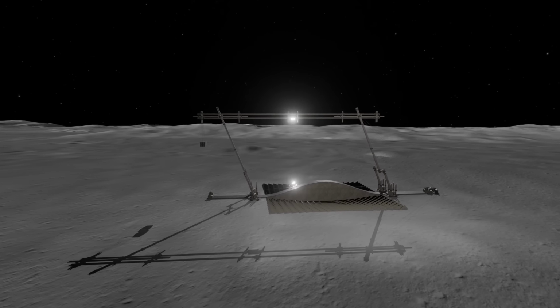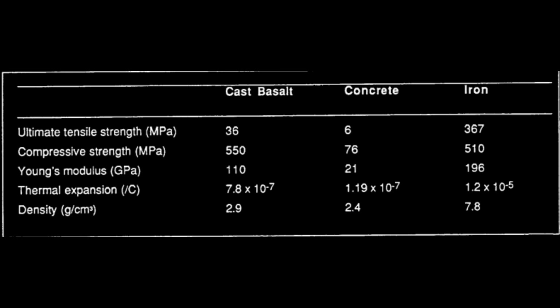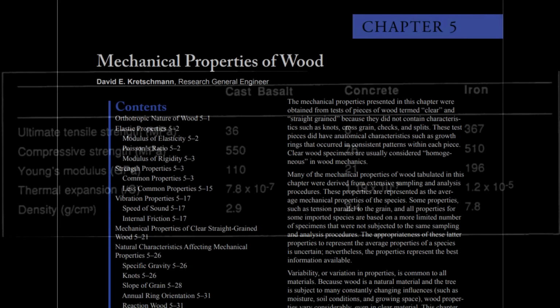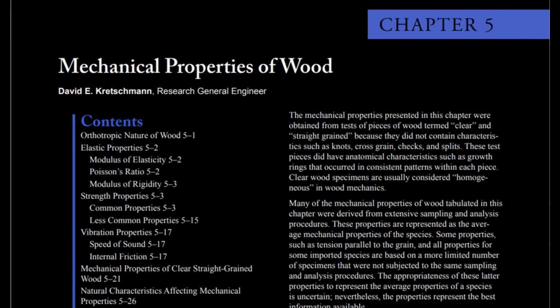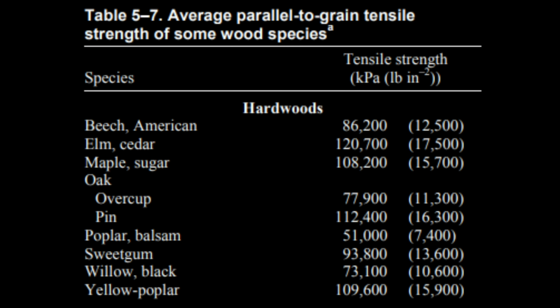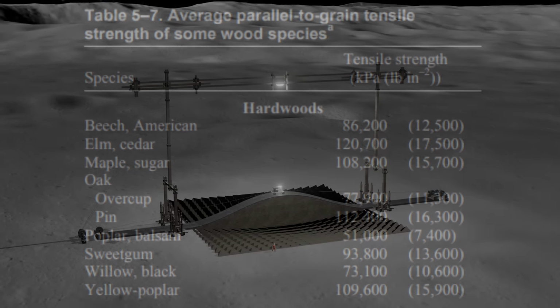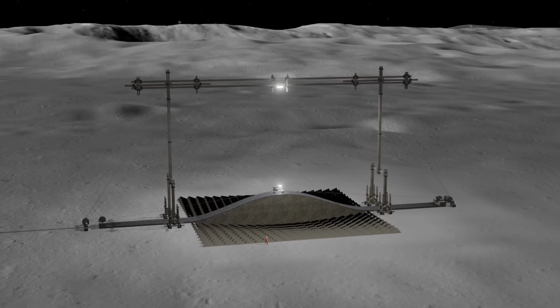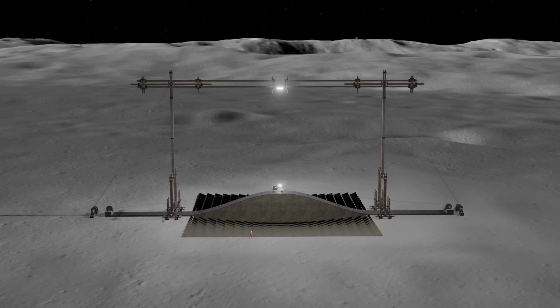Cast regolith is brittle, no? Sure, but its tensile strength is about 36 megapascals, or about 6 times the tensile strength of concrete. And according to my handy dandy wood handbook, hardwood beams have tensile strengths of about 100 megapascals. So cast regolith beams will only be about 30% as good as wood. But the moon's gravity is only 16% of Earth's gravity, so you should be able to get away with it.